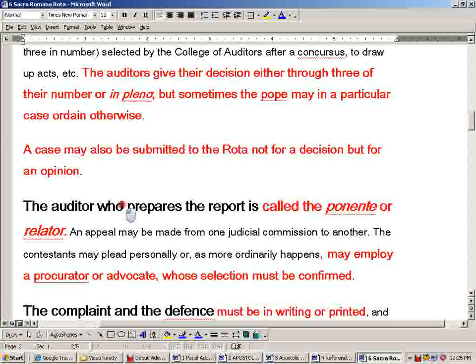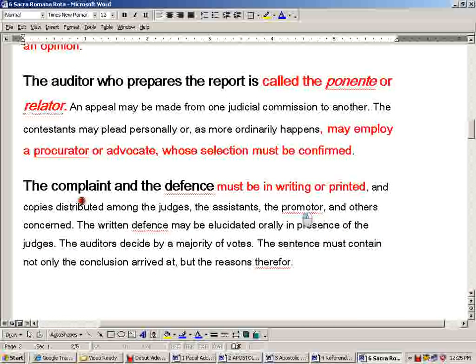A case may also be submitted to the Rota not for a decision, but for an opinion. We could send something to them on opinion. Hey, is this lawful? The auditor who prepares the report is called the Relator. May employ a prosecutor or an advocate whose selection must be confirmed.